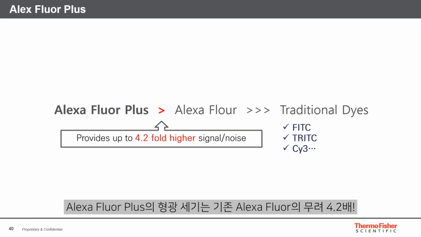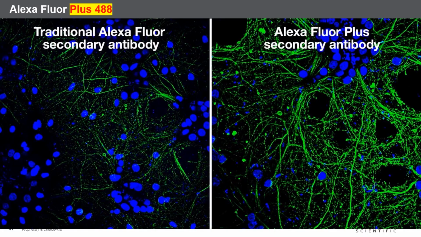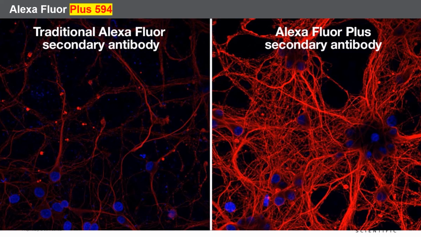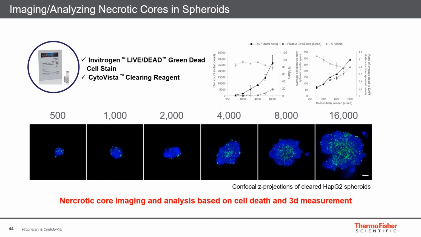This year, we launched Alexa Fluor Plus. Alexa Fluor Plus provides up to 4.2-fold higher signal-to-noise than Alexa Fluor. And here is an example of Alexa Fluor Plus: 488 green, 594 red, and 647 far red image. I think Alexa Fluor Plus is good for 3D imaging because 3D samples are thicker and more opaque than 2D cells. I want to finish this talk by introducing our case studies using our platform.